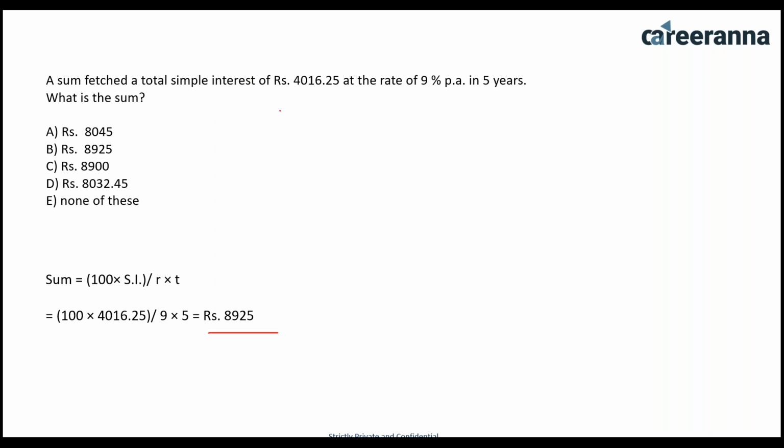Okay, so the question is asking for the sum. You can directly do it. I'll tell you a trick now. See, 9% per annum for 5 years, so for 5 years, it would be 45%. Is it clear to all? Say yes, no. I'm talking about simple interest. Please remember it is simple interest.